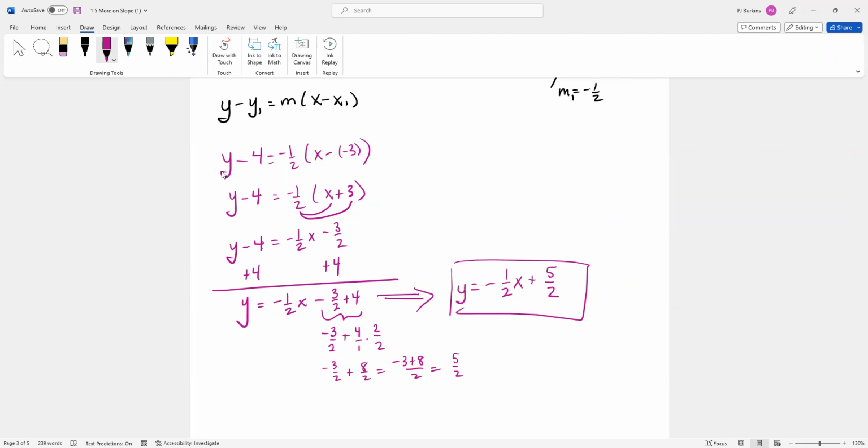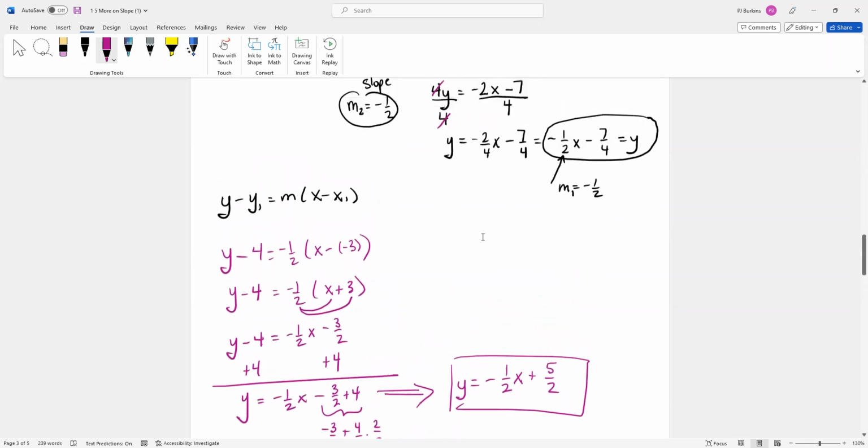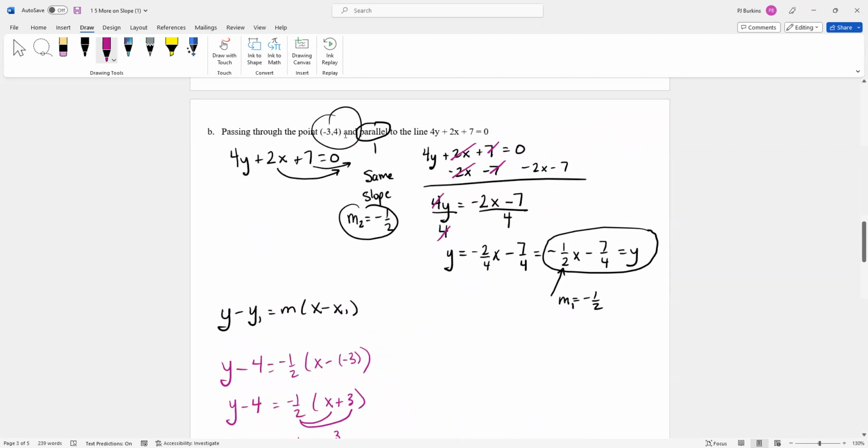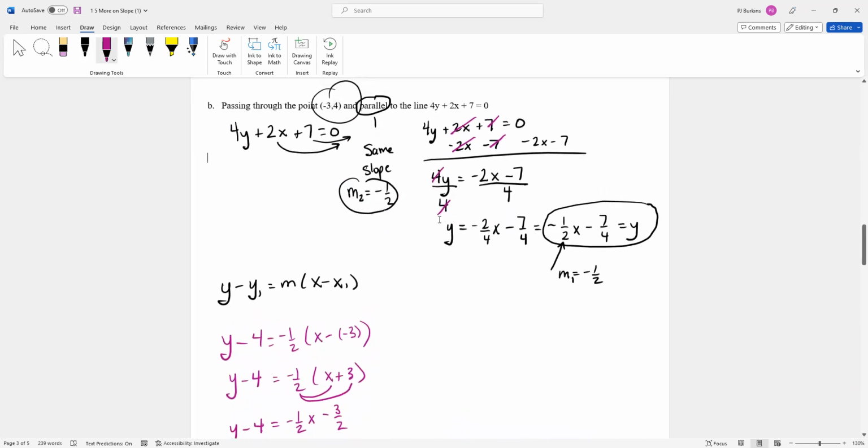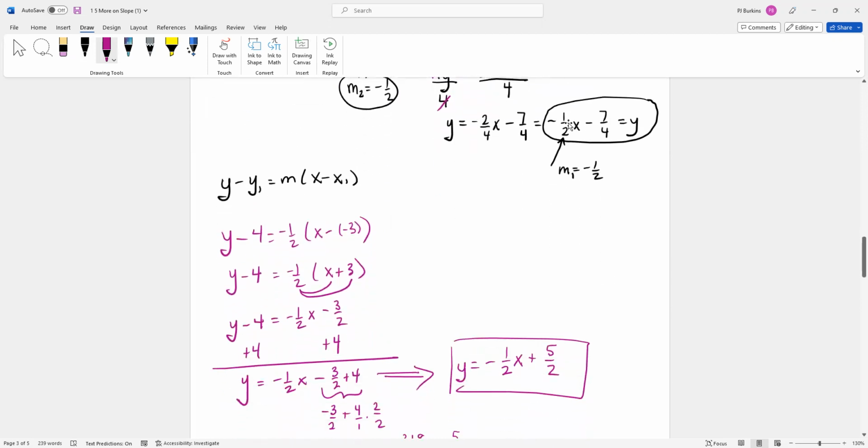That is the equation of the line that passes through the point -3, 4, and is parallel to the line given. Now, if you'd like to check, obviously we know they're parallel right off the bat, as we see that they both have -1/2 slope. That means that they are parallel. They have different y-intercepts. Okay, so they're not the same line.